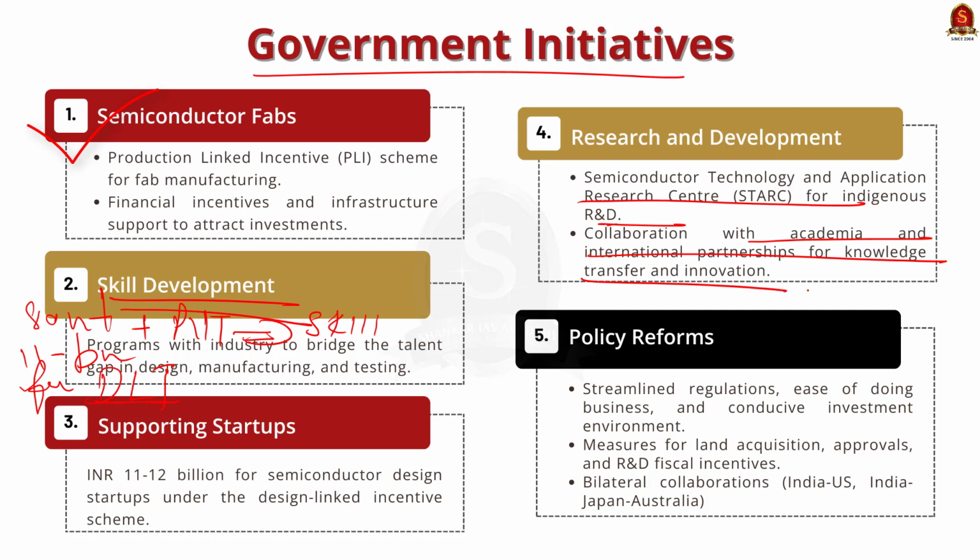More importantly, the government has undertaken policy reforms to streamline regulatory processes, enhance ease of doing business and create a conducive environment for semiconductor investment. This includes measures to simplify land acquisition, expedite approvals and provide financial incentives for research and developmental activities. Bilateral collaborations like the MOU signed between the India-US Commercial Dialogue and the Semiconductor Supply Chain Initiative between India, Japan and Australia are indications of India's proactive approach in this domain.